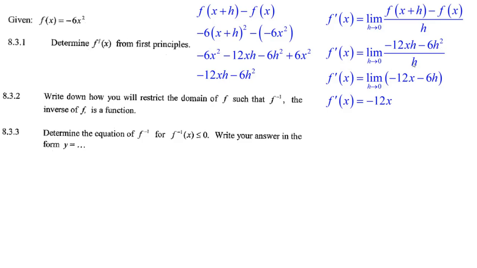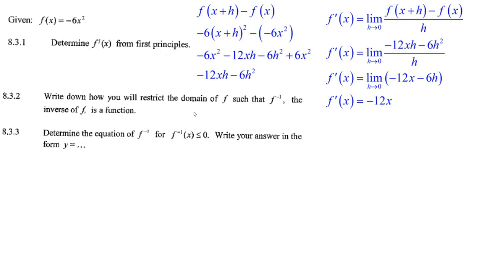Now this h cancels with this h, one of these h's cancels. You're finding the limit of minus 12x minus 6h over h, and the limit as h approaches 0 of this thing here. Well, now, what happens if h approaches 0? Then this thing, which is really a gradient, just becomes infinitely close to minus 12x, and there's your answer.